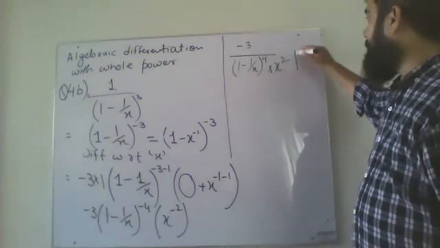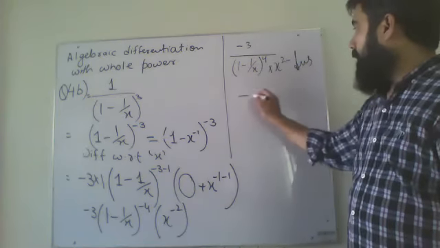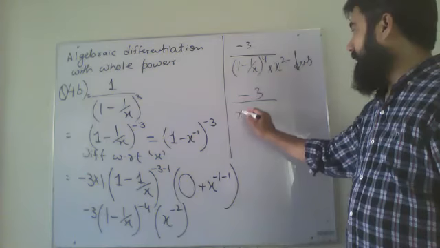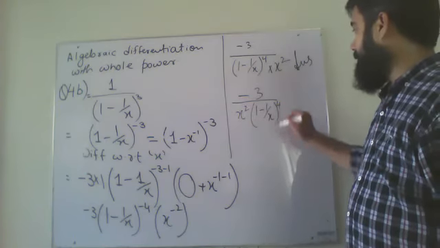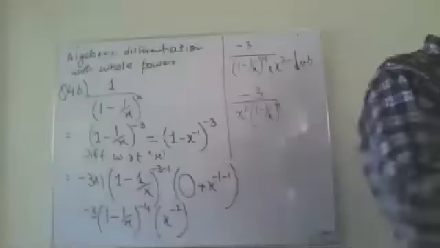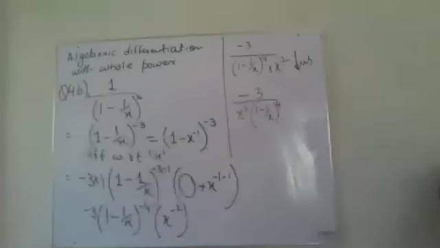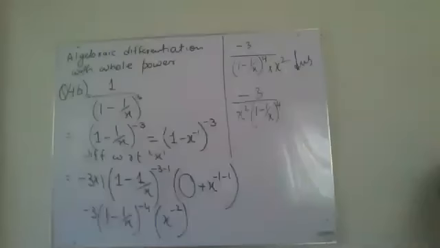You want to leave your answer over here, you can leave it. Or otherwise, I can also write it like this: minus 3 over x squared times 1 minus 1 over x whole power 4. These two are the ways in which you can solve your question. Any confusion, anything you want to ask, you can ask right now. Any query, Rija, beta, anything you want to ask?